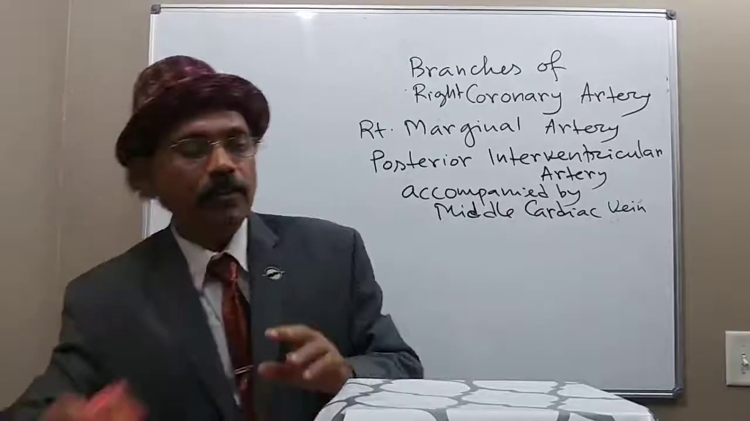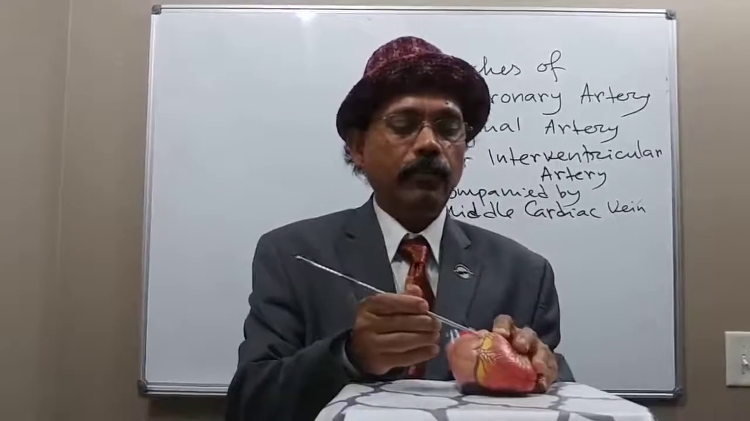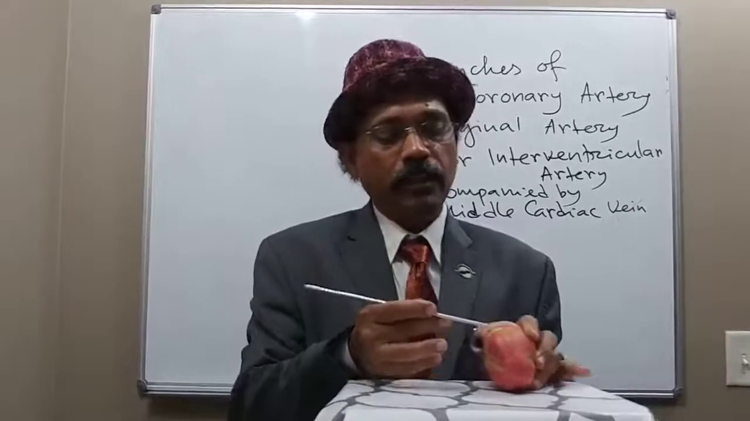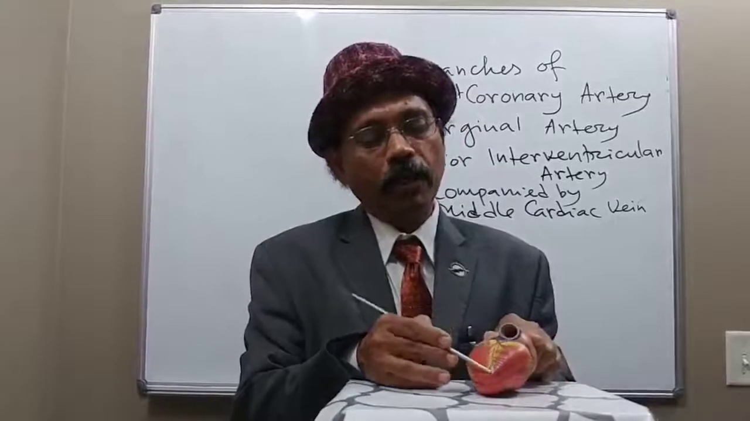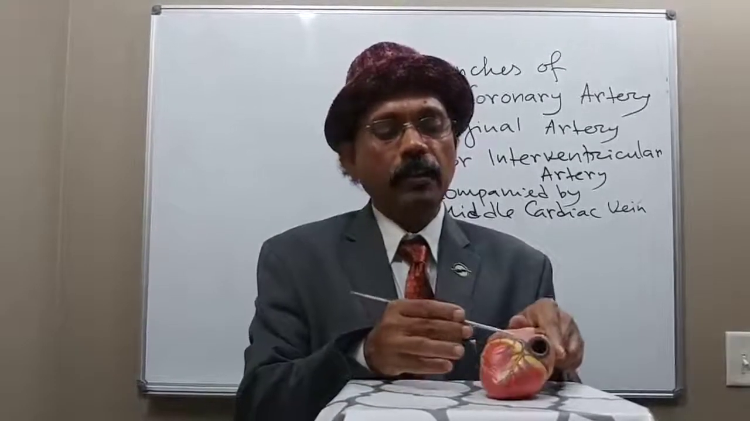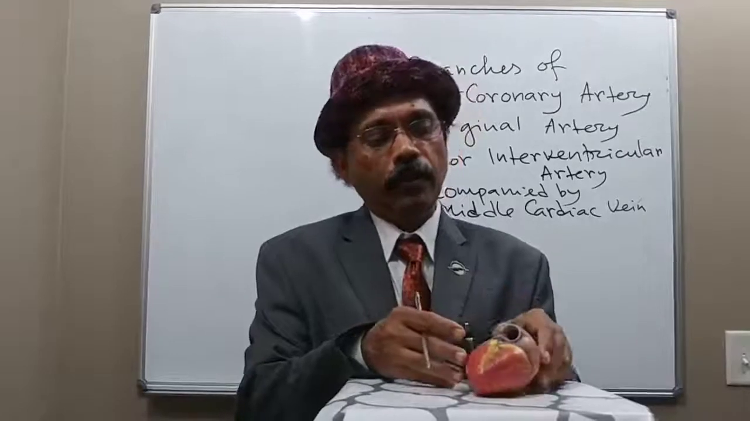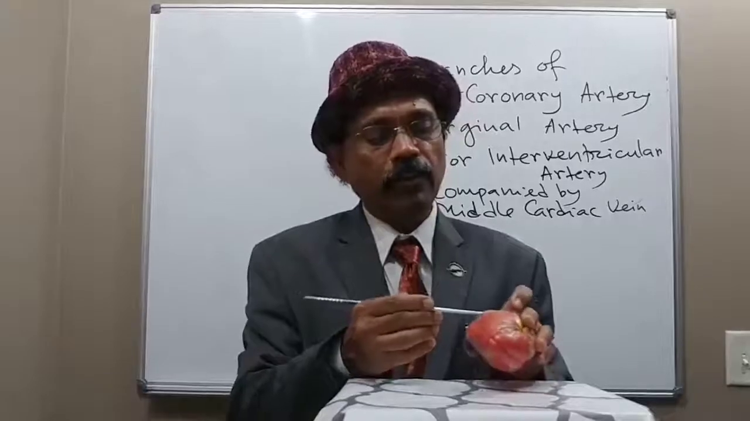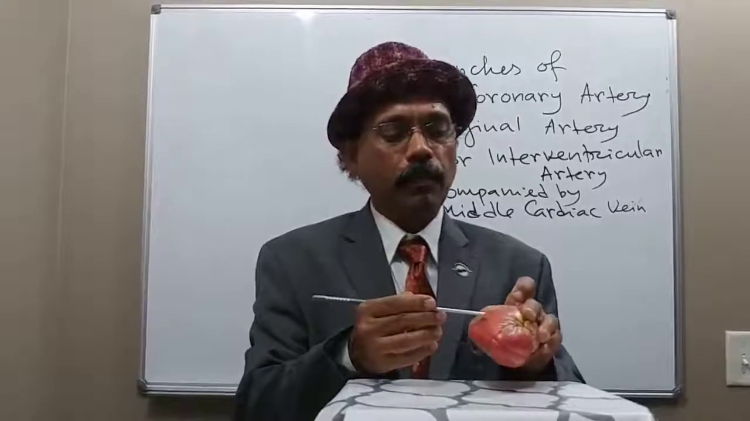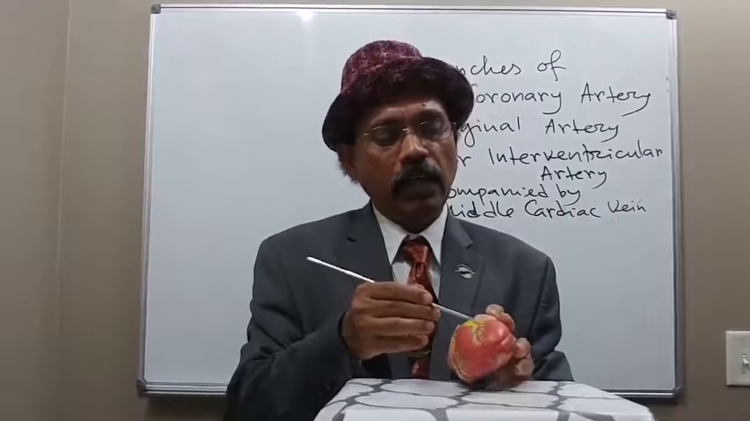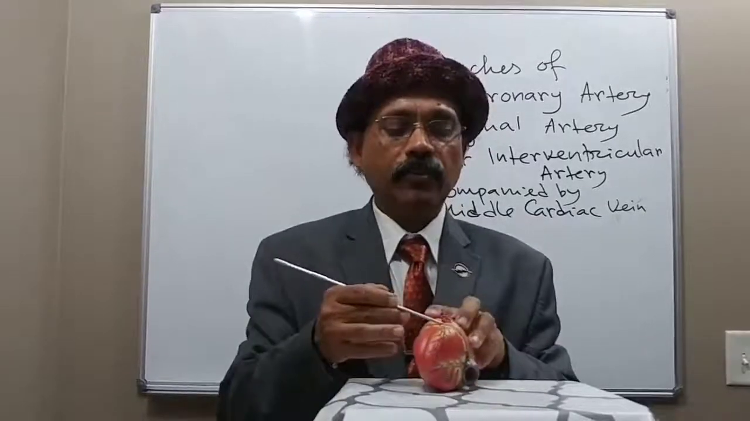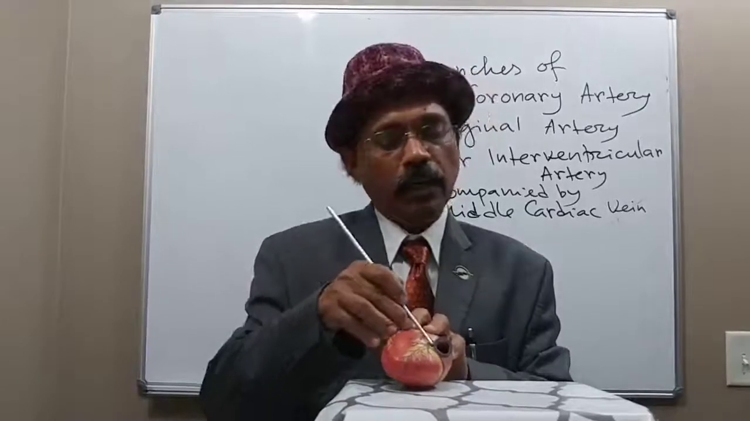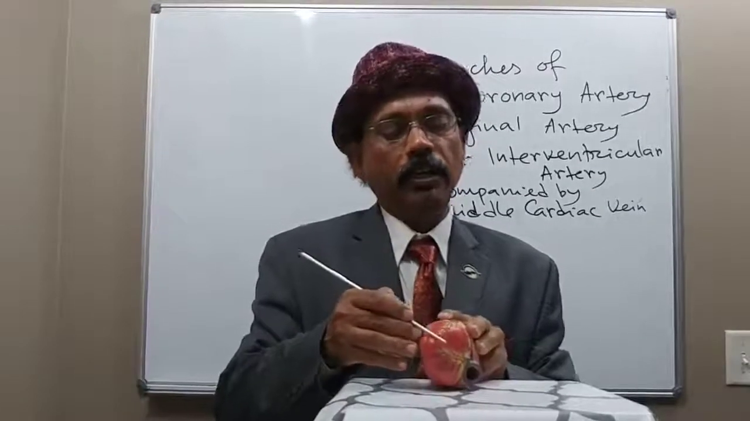So if we go to the smallest model, this is the right coronary artery. This should be the right marginal artery. This is the posterior interventricular artery. This is the middle cardiac vein. This is the coronary sinus, and this is the small cardiac vein. Here it continues as the right marginal vein. This is the LAD, and this is the circumflex artery, and the circumflex artery may communicate with that of the right coronary artery. This is the right marginal artery.